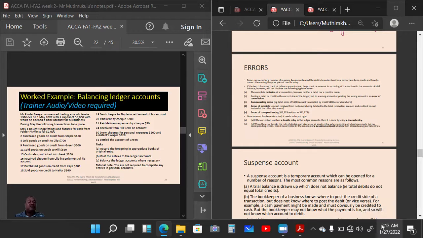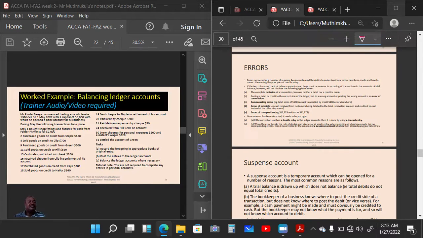Exam questions pool, that is the suspense accounts. A suspense account is a temporary account which can be opened for a number of reasons. The most common are as follows. A trial balance is drawn up which does not balance. Total debits do not equal total credits.